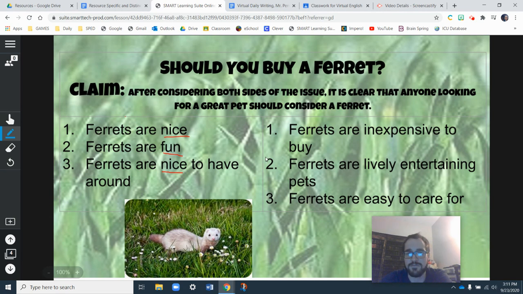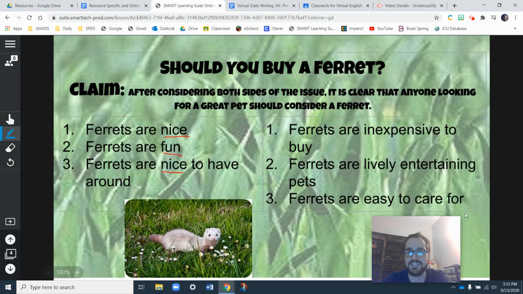I love this example because look at number 2 over here. Ferrets are fun, not very specific, not very distinct. Ferrets are lively and entertaining. Ooh, lively. It makes me think, oh, they're active, right? They jump around. Entertaining is a more distinct way than saying fun. You're going to be entertained. Fun can be a lot of things. Entertaining is entertaining. It can be whatever it is that's entertaining me. It can be different, but I'm going to be entertained, right?